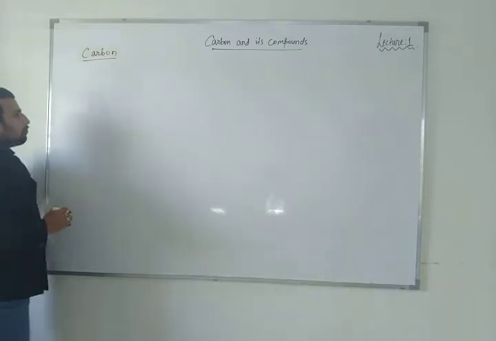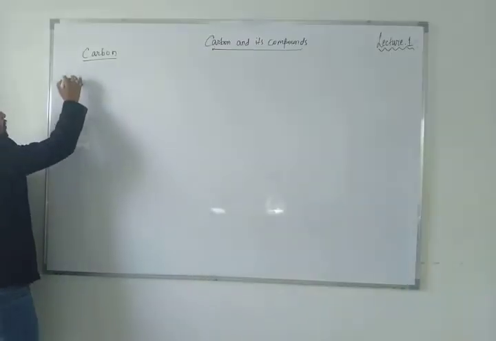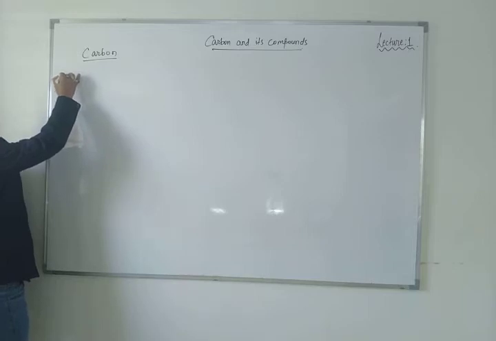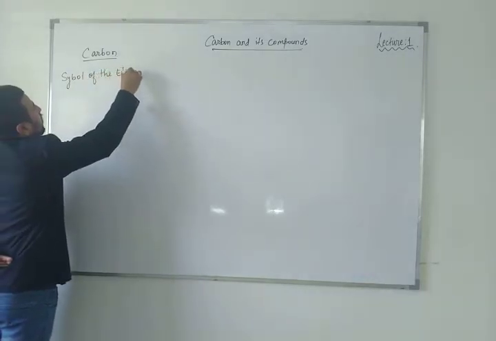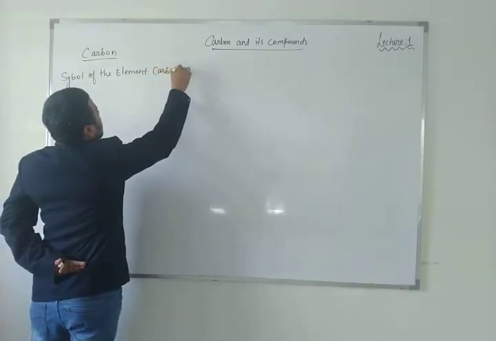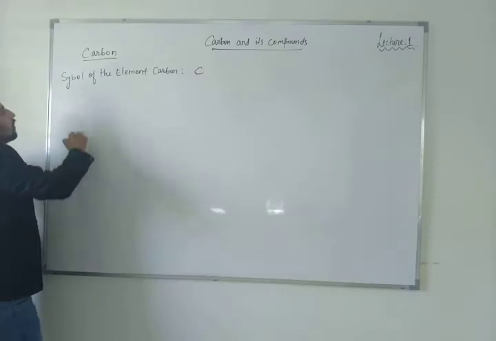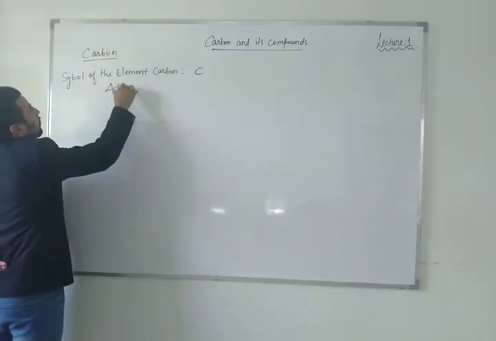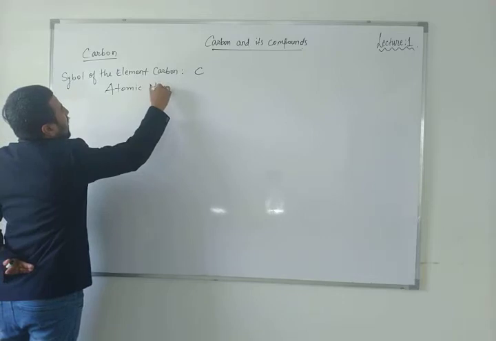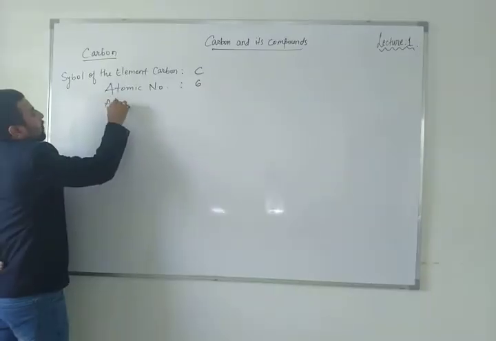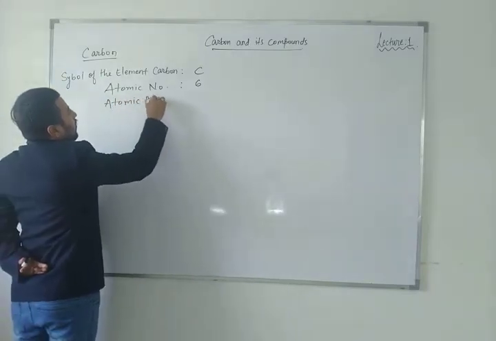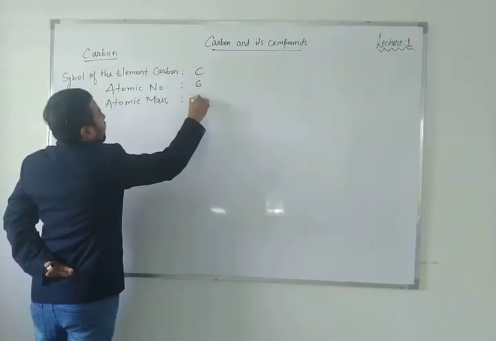First of all, carbon is an element, okay? The symbol of the element carbon is C, capital C. What is the atomic number? The atomic number of carbon is 6. What is the atomic mass of carbon? The atomic mass of carbon is 12.